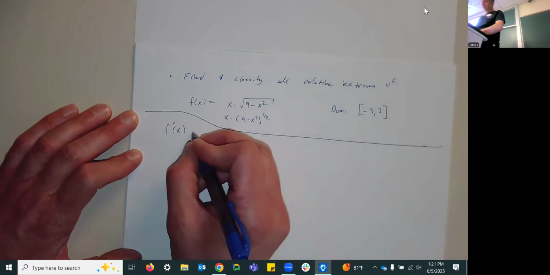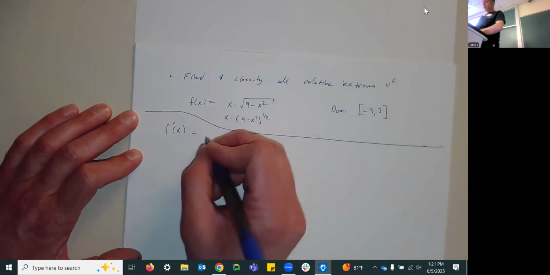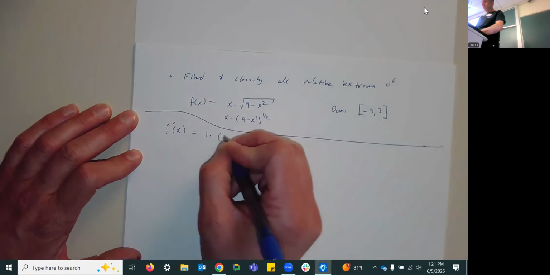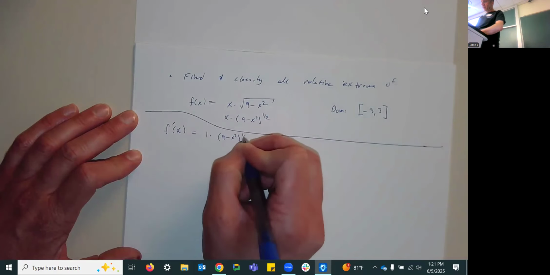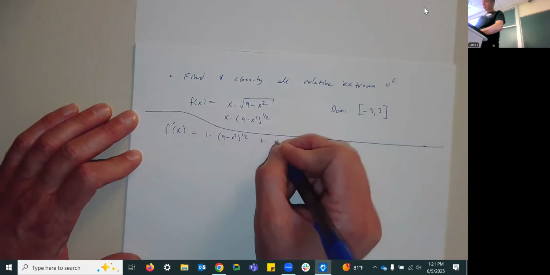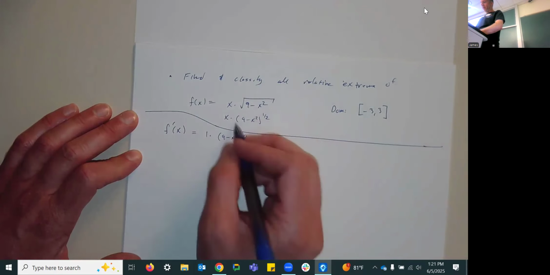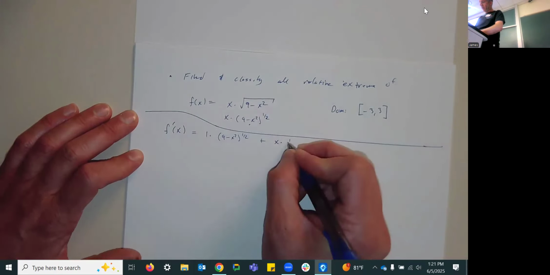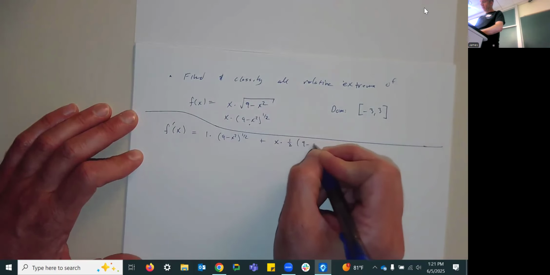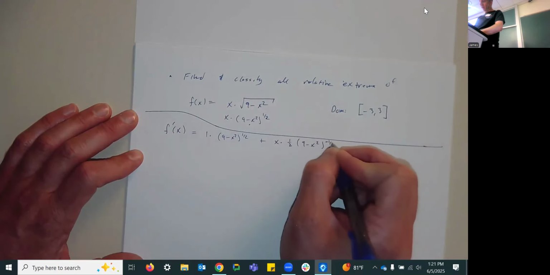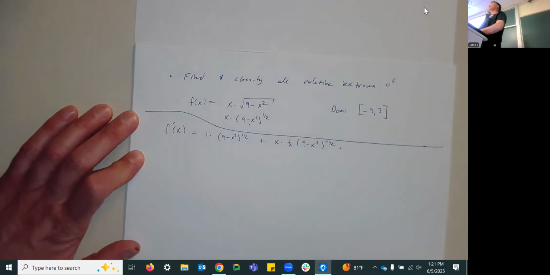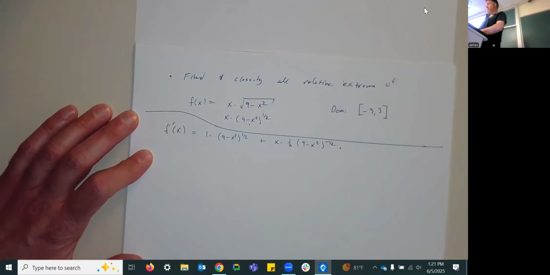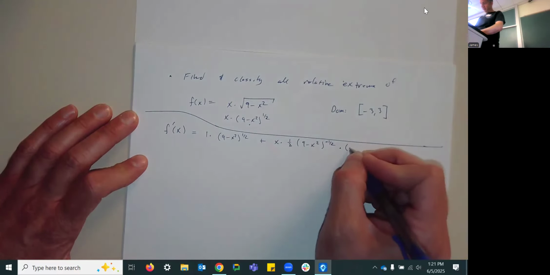So my f prime of x is going to be 1 times (9 minus x squared) to the 1/2 plus x times the derivative of that. The derivative of some stuff to the 1/2 power is 1/2 times your stuff to the negative 1/2 times the derivative of the stuff, which is 0 minus 2x.